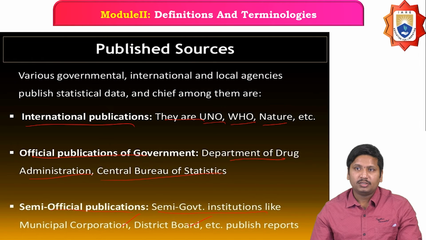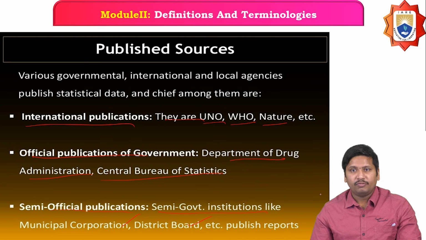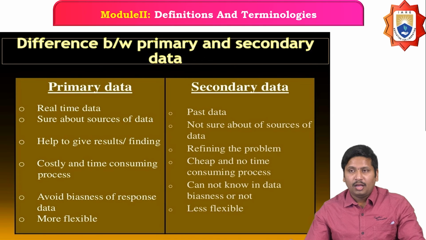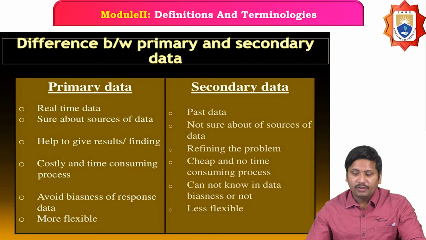So international publications are those by UNO and WHO, whereas official publications of the government come from the Department of Drug Administration or the Central Bureau of Investigation, and semi-official publications come from semi-government institutions like the municipal corporation and district board. These are the published sources. The next question is: what are the differences between primary data and secondary data?